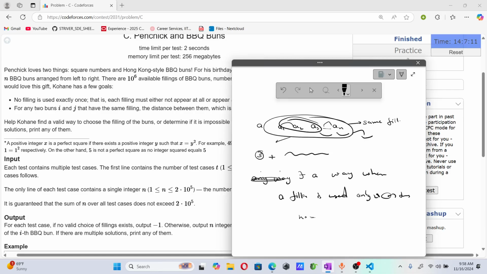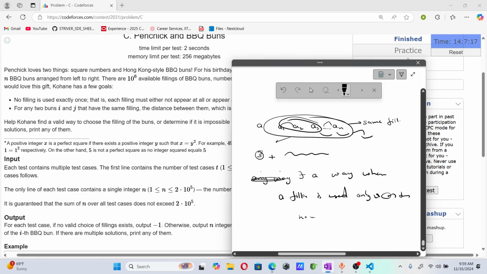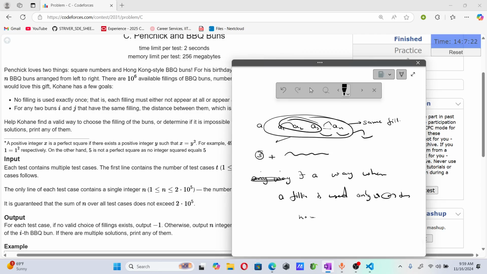Like, so there is a way where you can just take a filling, use it two times somewhere you want, or use it three times somewhere you want, and that's it. So a filling can't appear more than three times, and it also can't appear less than two times because it's given in the question.